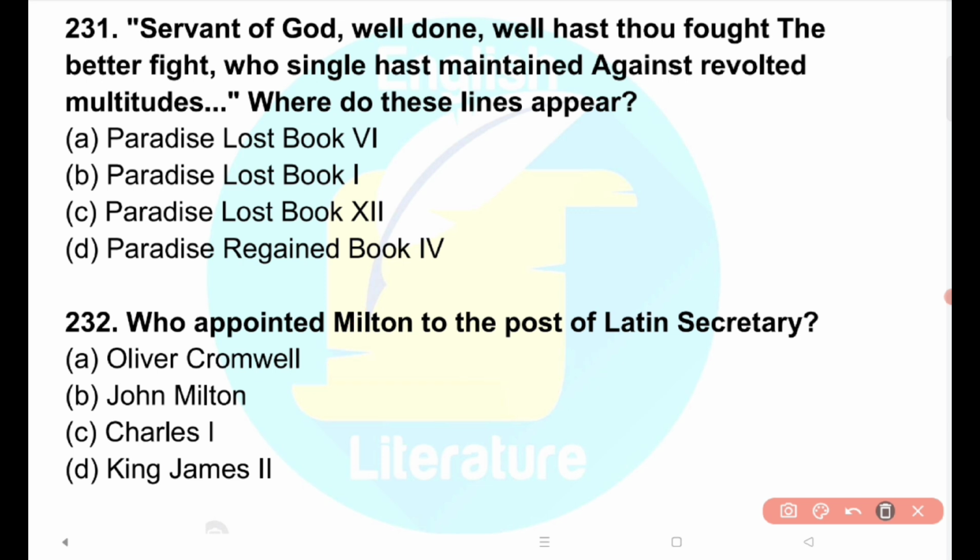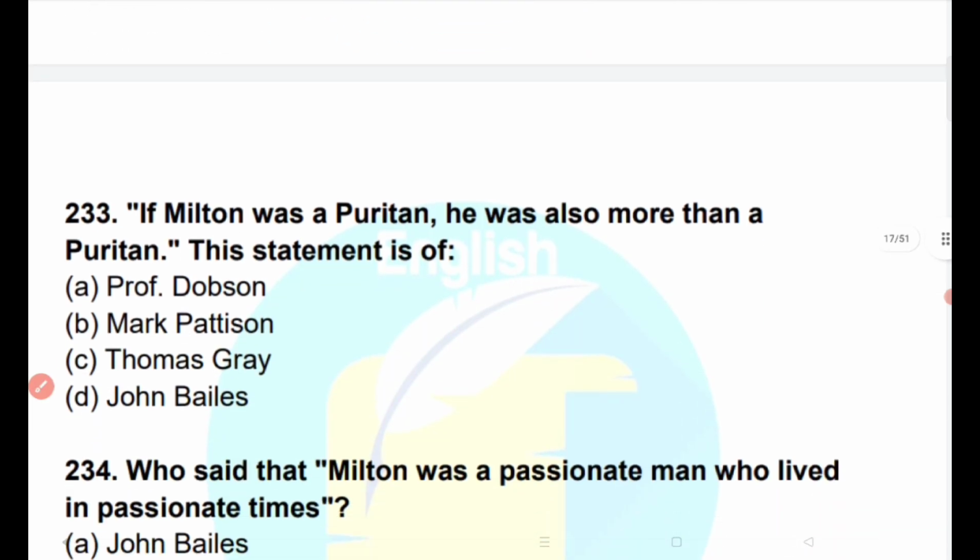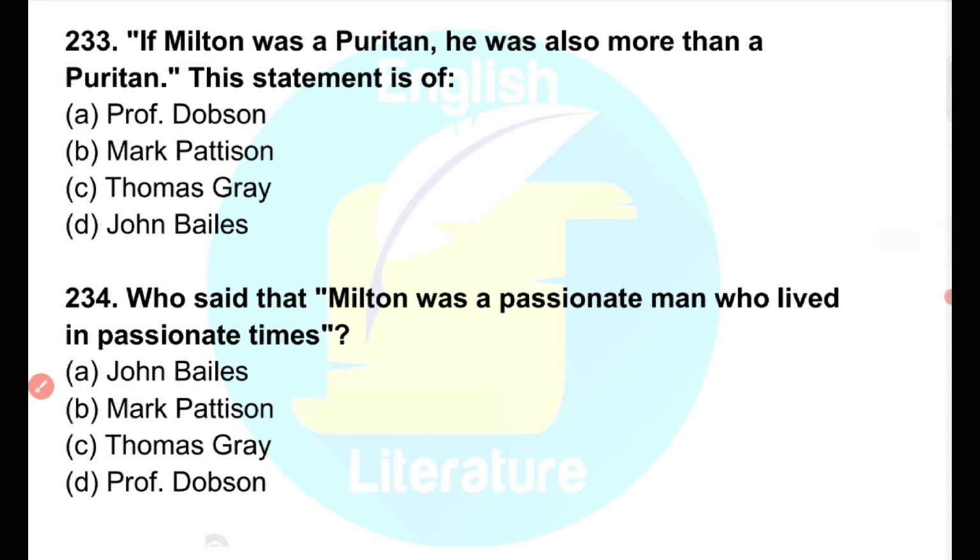"If Milton was a Puritan, he was also more than a Puritan." This statement is by option B, Mark Pattison, a 19th century critic. He meant that while Milton was influenced by Puritan ideals, he also had classical and humanist influences. Milton's works show a mix of Puritan faith, political activism, and Renaissance learning.